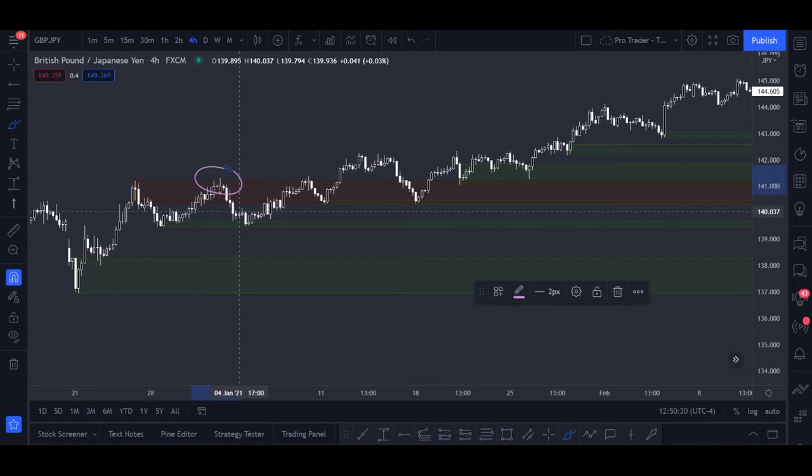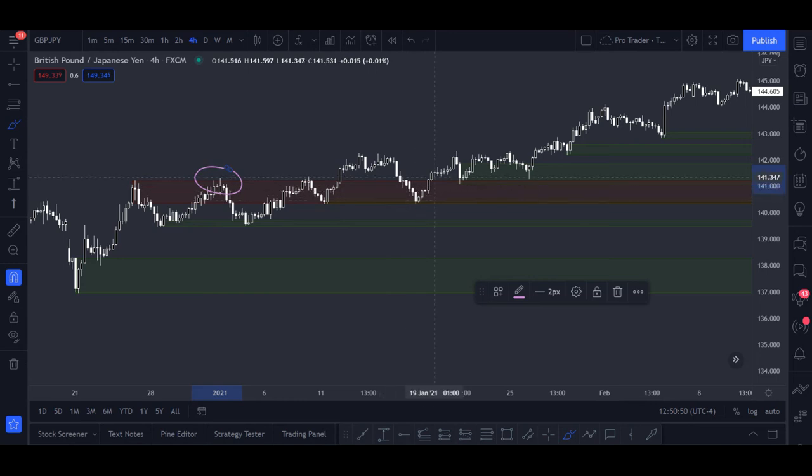Now it does kind of look like there was a respecting of the supply zone because price did what? It came down. But as you can see, it was breached again, came down and formed a demand. And then it was broken. So this is the removal of this supply zone.